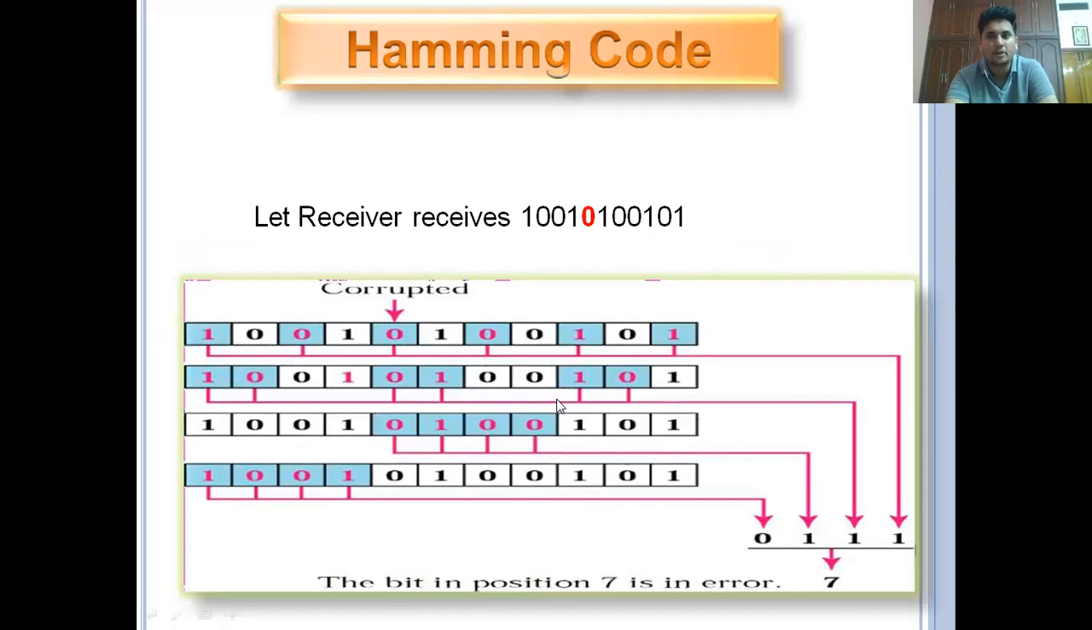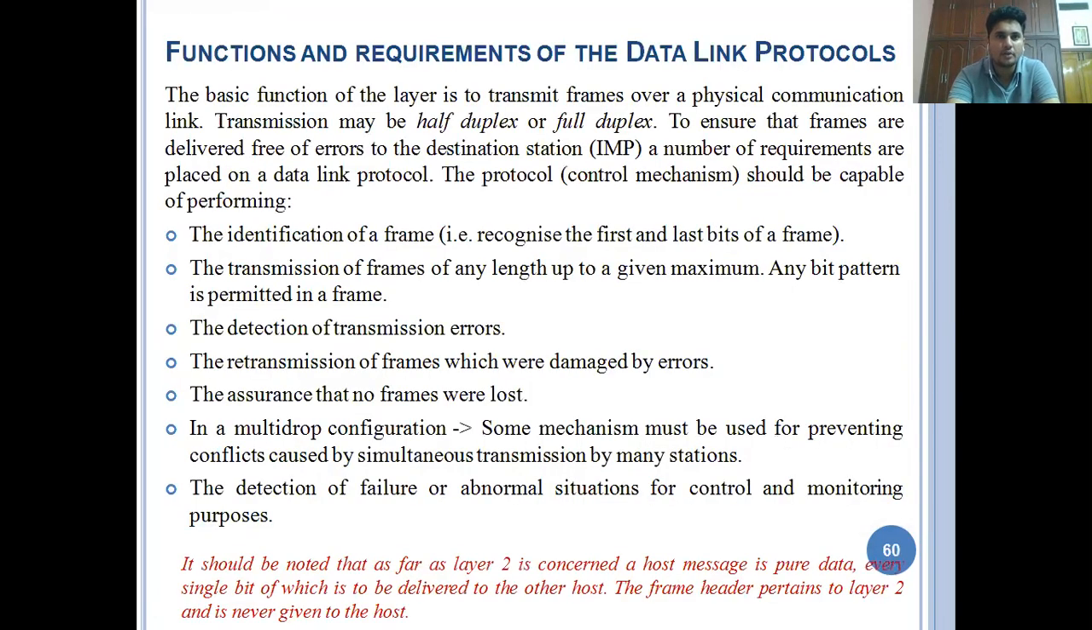So by performing XOR operation. Now the functions and requirements of the data link protocol. The basic function of the layer is to transmit frames over a physical communication. The basic requirement and the basic function of the data link layer is it has to transmit frames over a physical communication medium. Transmitting the frames is the major responsibility of the data link layer.